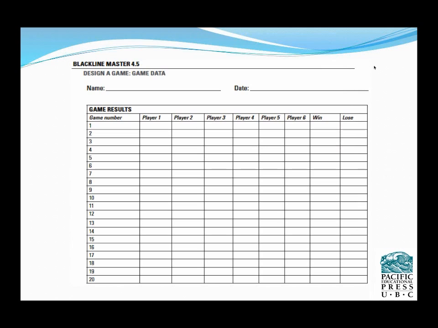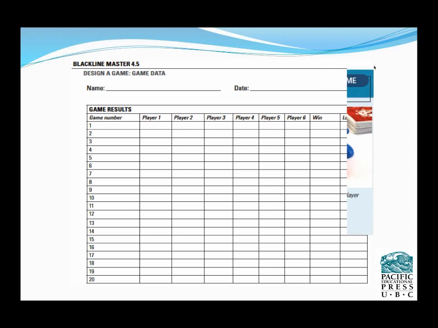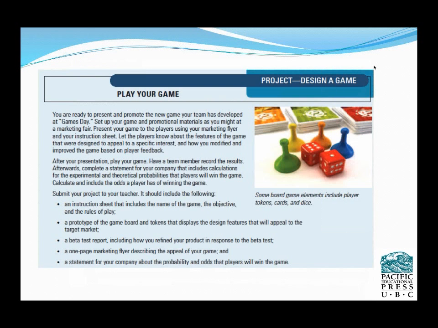This is a data collection chart for when they do play it that 10 to 20 times and collect their data on experimental probability. They can record the results right here. And then finally, the last part is always presenting to the class, and in this case, we'll be playing the game.